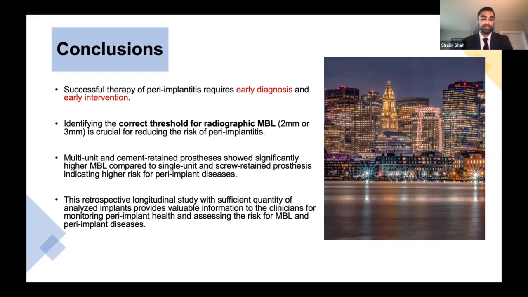And this retrospective longitudinal study with enough analyzed implants provides valuable information to clinicians for monitoring peri-implant health and assessing the risk for MBL and peri-implant diseases.